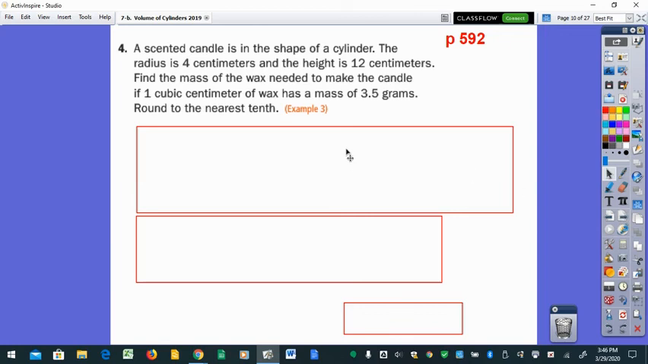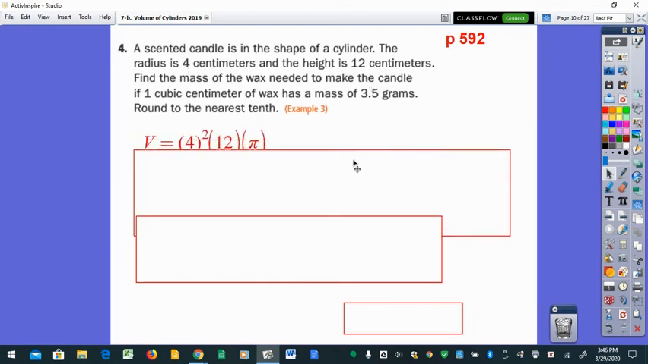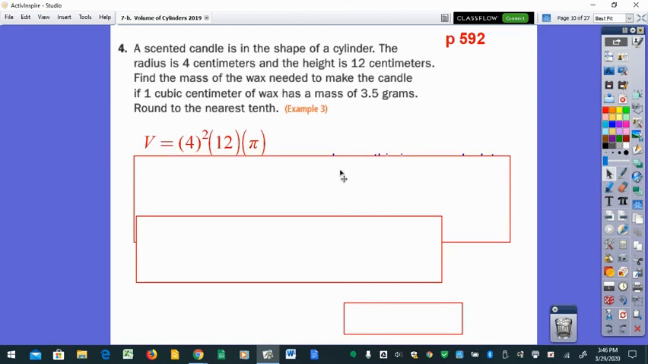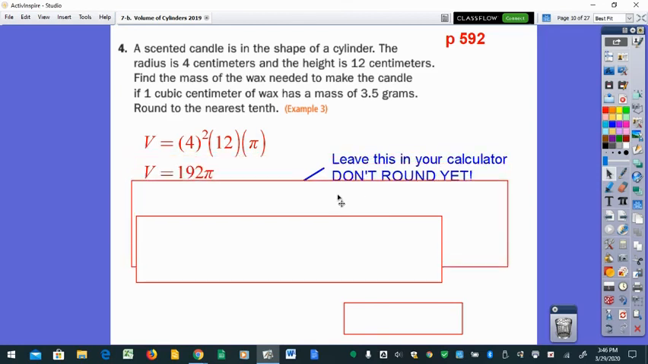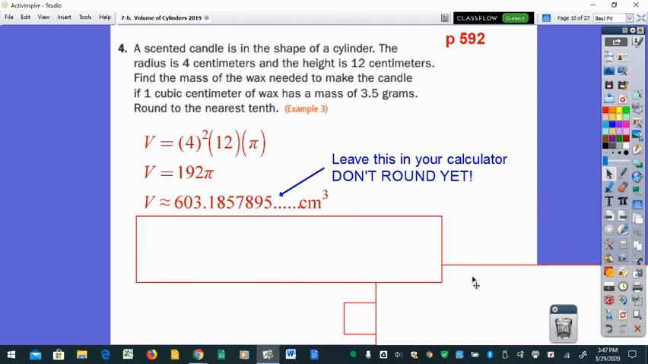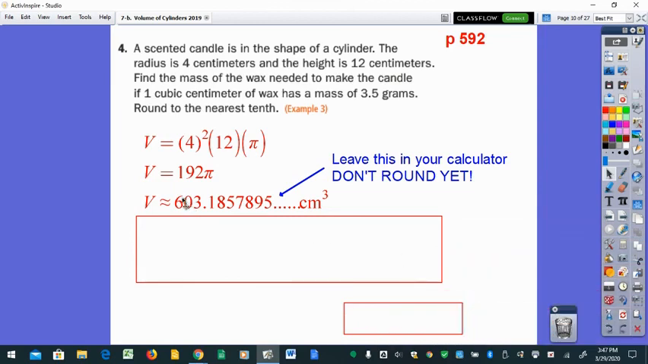Okay, so this is kind of a two-part problem. We're going to first of all calculate the volume. We've got a radius. Thank you very much. We don't have to do anything with it. So we're going to square the radius, multiply by the height, times pi. We're going to square the radius, 16 times 12, and we're going to stop there, 192 pi. That's our exact answer. And now to get our approximate answer, we'll multiply by pi. So take 192 times pi and leave that number in your calculator. Leave the whole thing. Don't round it yet.